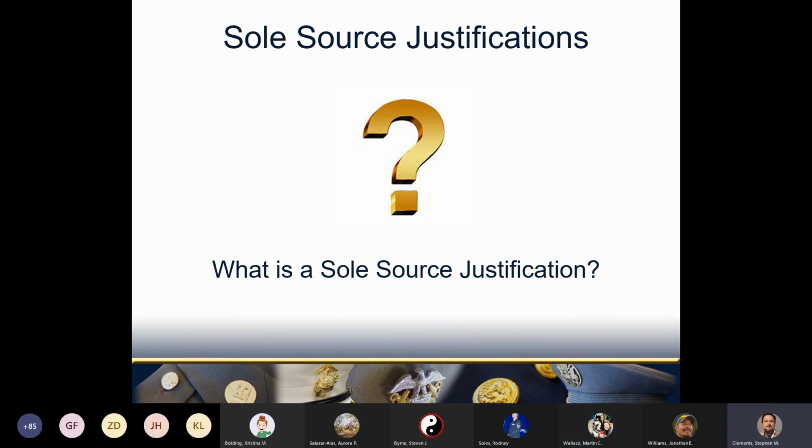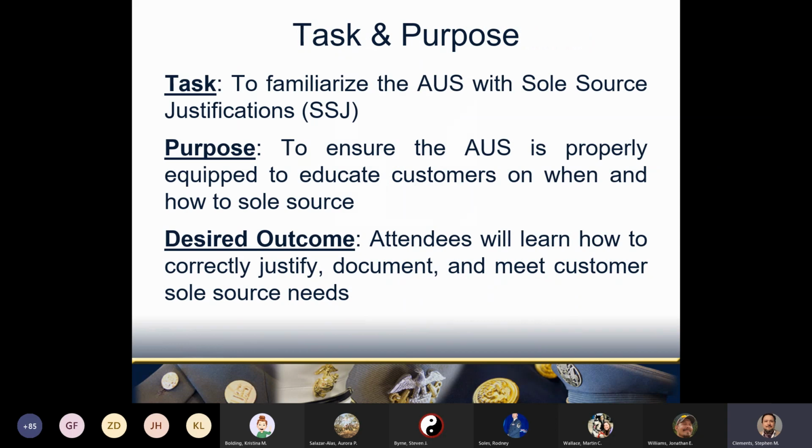So we're going to dive deeper into all this over the course of this class. The intended audience for this class is the AUS job series, although all are welcome. We get COs, we get inventory managers, we get end users, technicians of whatever variety. You're all welcome, and this will be useful information if you ever need a contract. And our task and purpose include to familiarize the AUS with sole source justifications, which will be referred to as SSJs very often in this class.